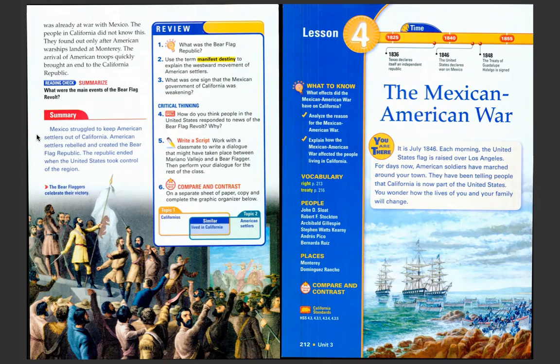So, in summary, Mexico struggled to keep American settlers out of California. So everyone was coming to California, right? American settlers rebelled and created the Bear Flag Republic. The republic ended when the United States took control of the region. So, this is a painting of the Bear Flaggers, and they're celebrating their victory, right?